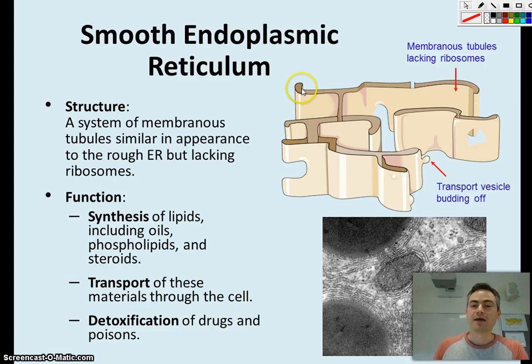But it does transport materials throughout the cell through these little channels that we find in the membrane. It's also involved in the synthesis of lipids. That's oils, phospholipids, steroids, a whole range of different lipids there. Where do you make them? You make them in the smooth endoplasmic reticulum.